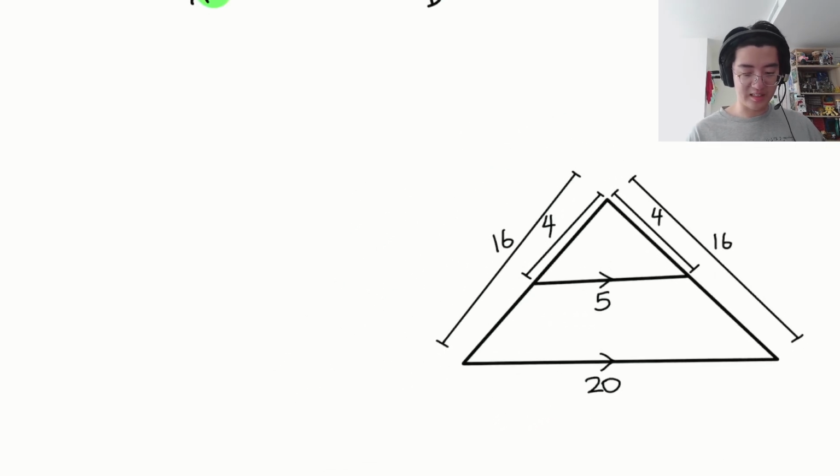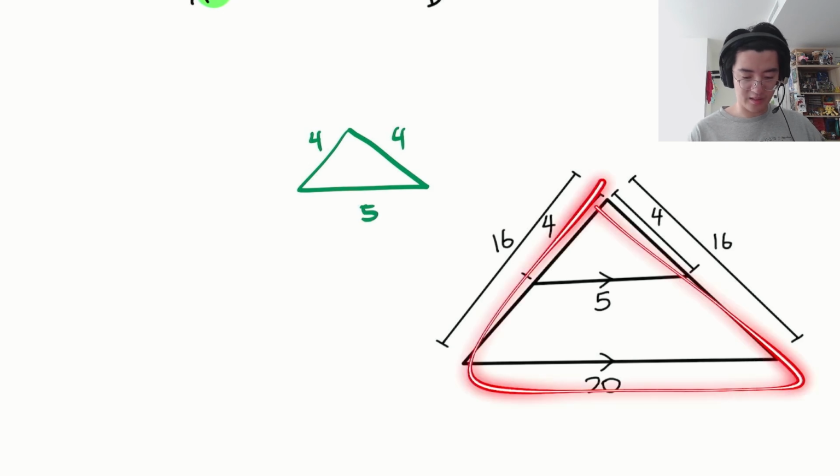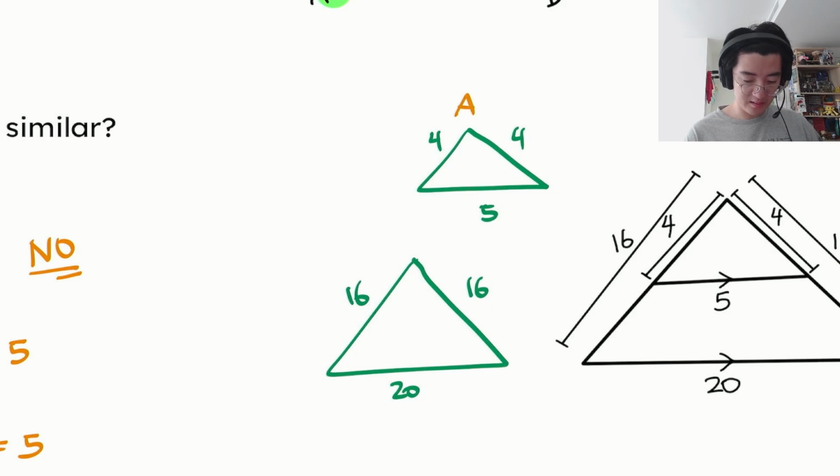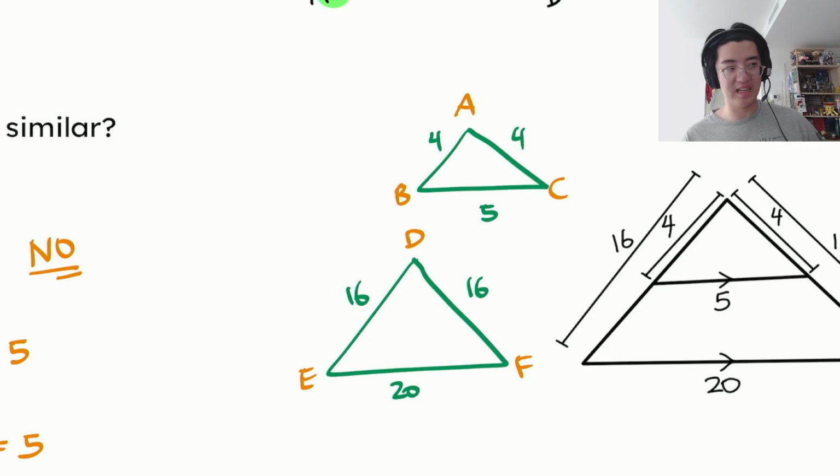Okay, and then now let's check the length. So we got a smaller triangle inside here. That's 4, 4, and 5. And a bigger triangle around here. Okay, once again, we'll give them some names. A, B, C, D, E, F. It doesn't actually matter what letters you give it. You can give it X, Y, Z, whatnot, as long as you make it clear.